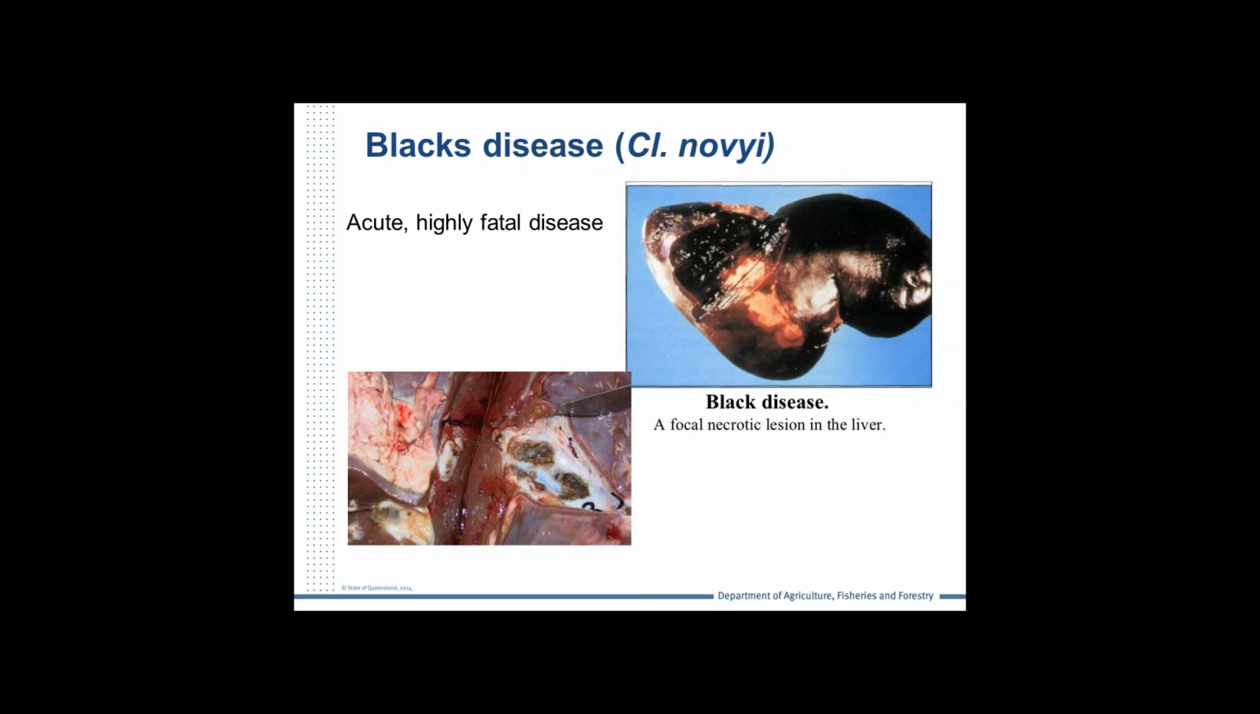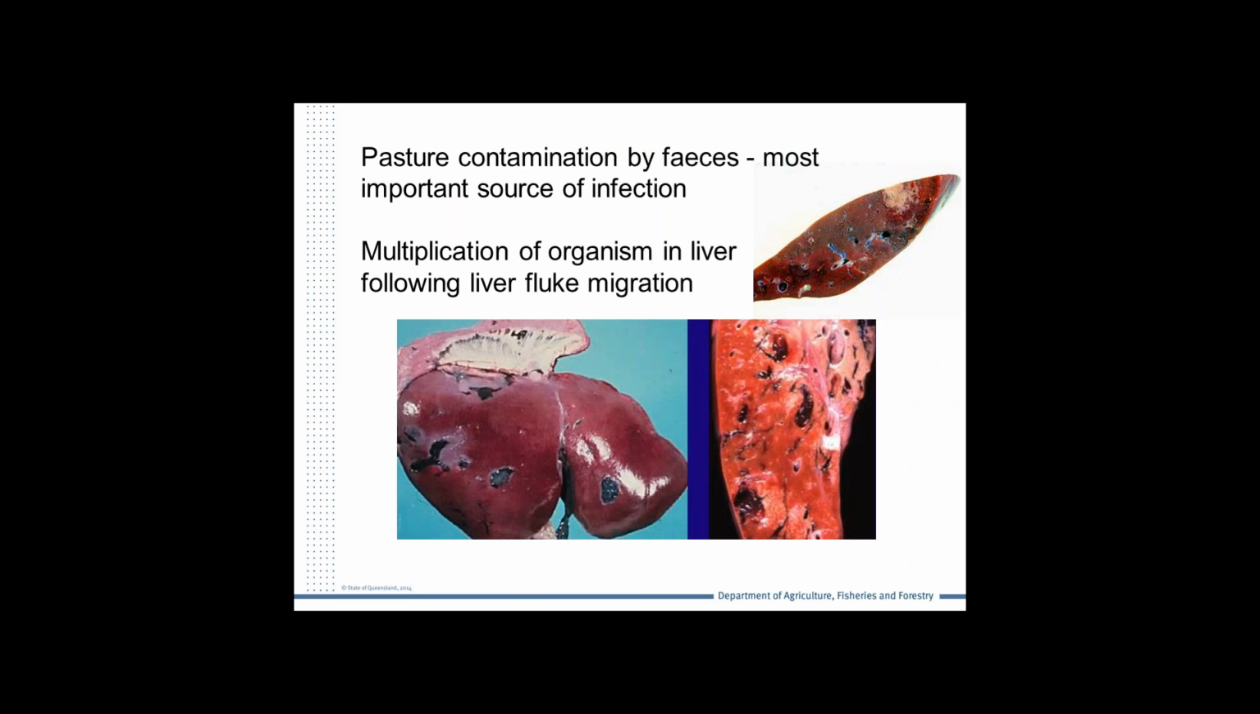Fecal contamination of the pasture by carrier animals is the most important source of infection. And as I said, the organism multiplies in areas of liver tissue death, and that's generally caused by the migration of liver flukes through the liver. The bacteria produces a powerful toxin, and that causes further tissue death and liver damage.